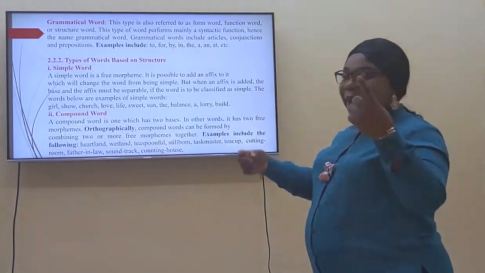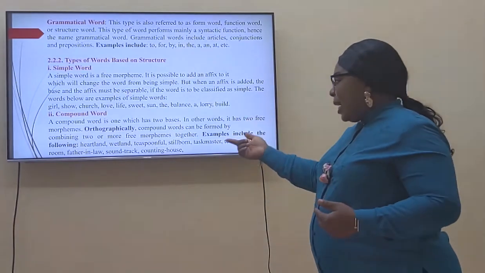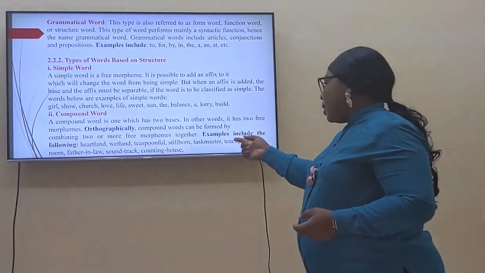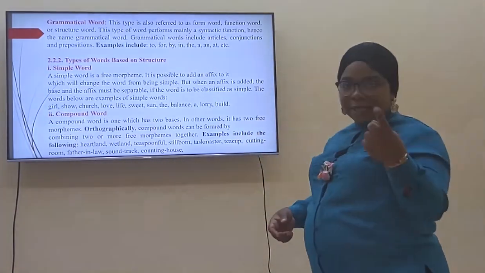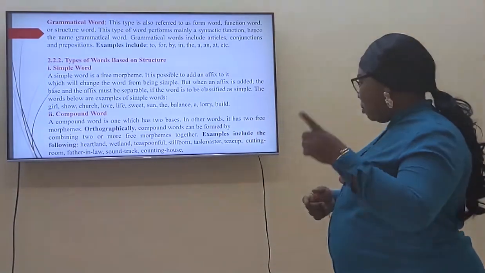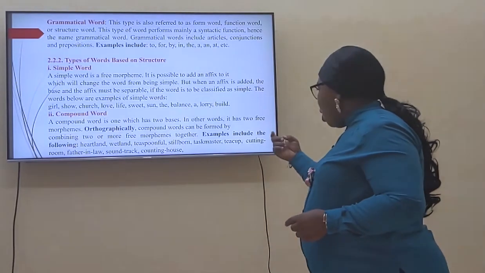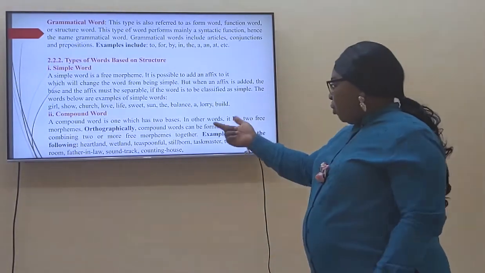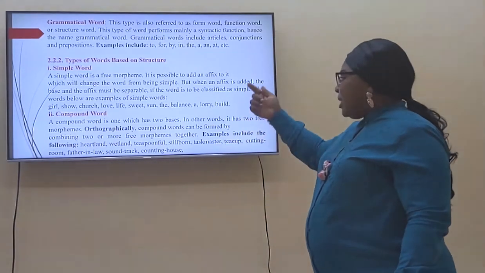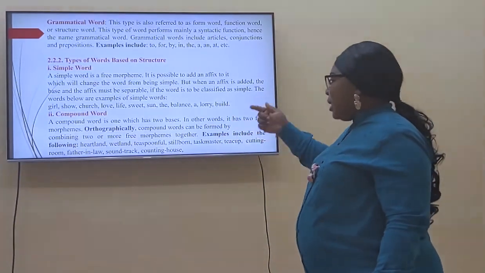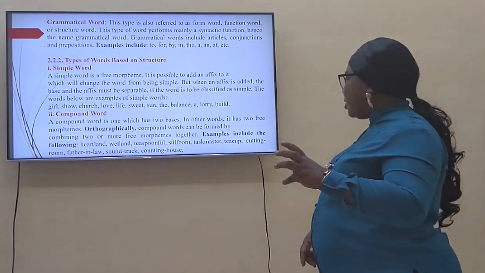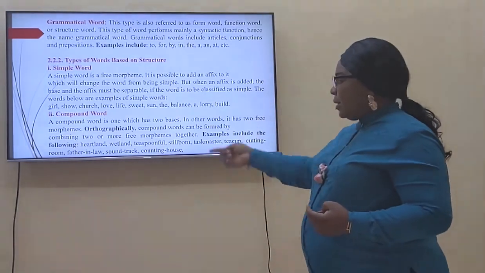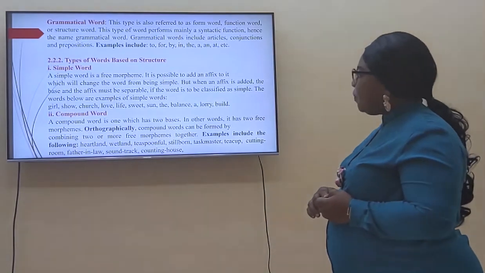For instance, heartland, wetland, teaspoonful, stillborn, taskmaster, that's task and master coming together to make one word. Tea and cup, teacup, coming together to make one word. Cutting room, father-in-law, soundtrack, counting house. These are morphemes, but when they come together, they make up one word. That is for compound word. Okay?